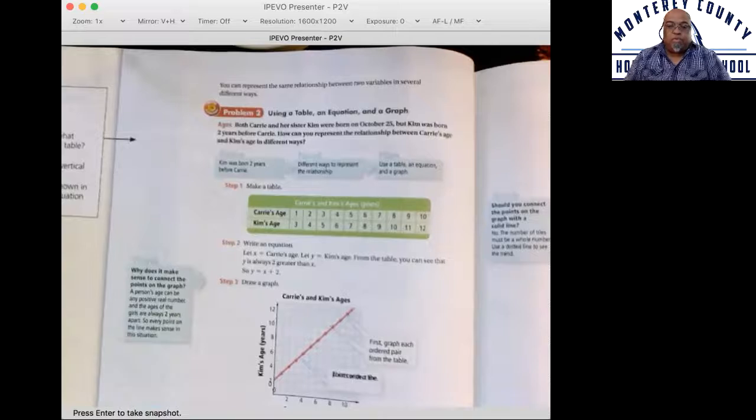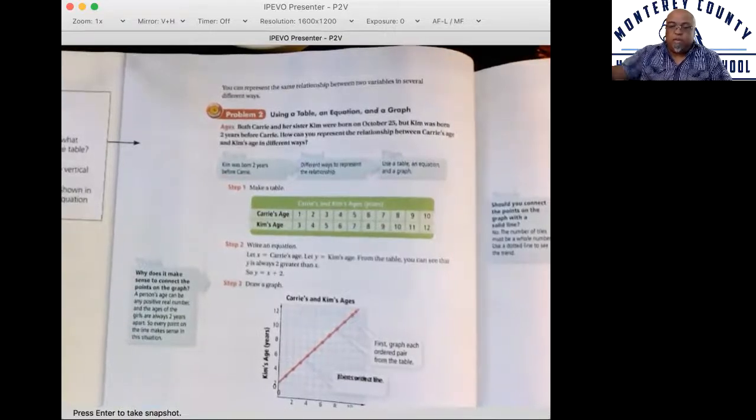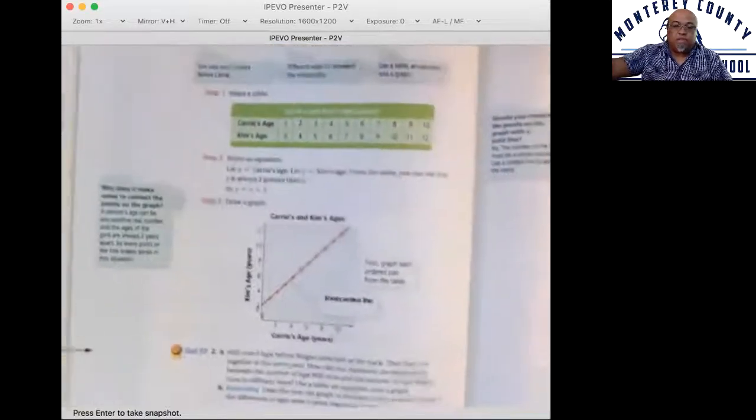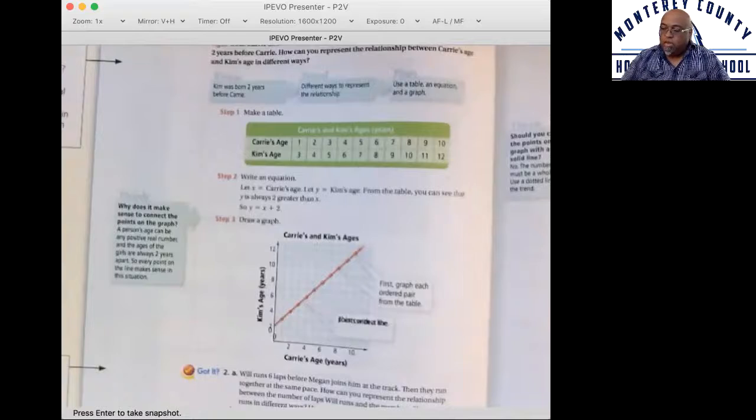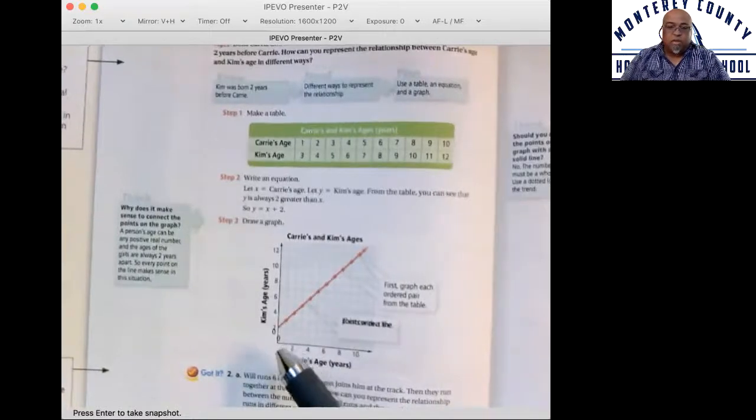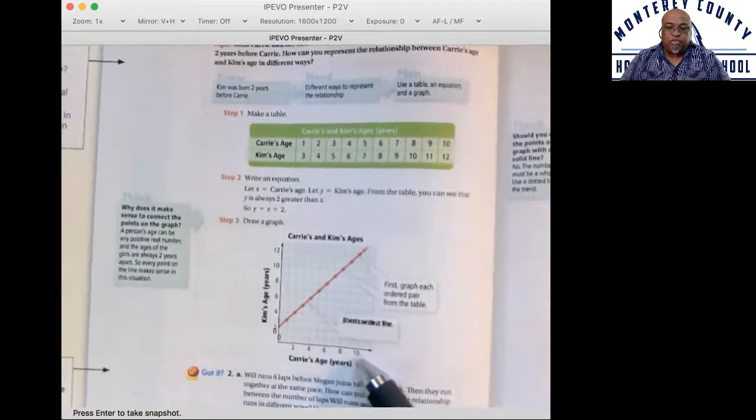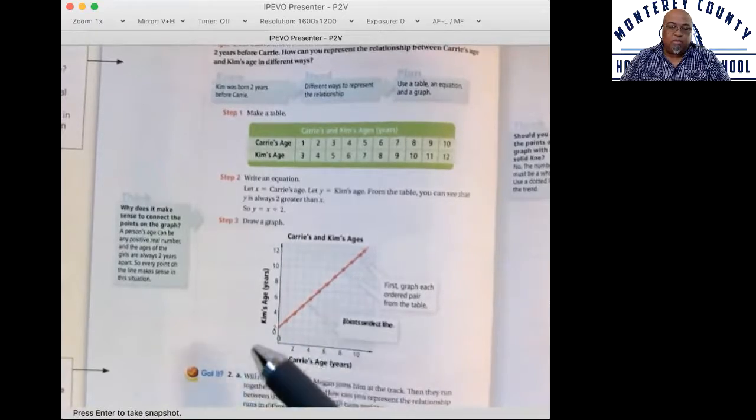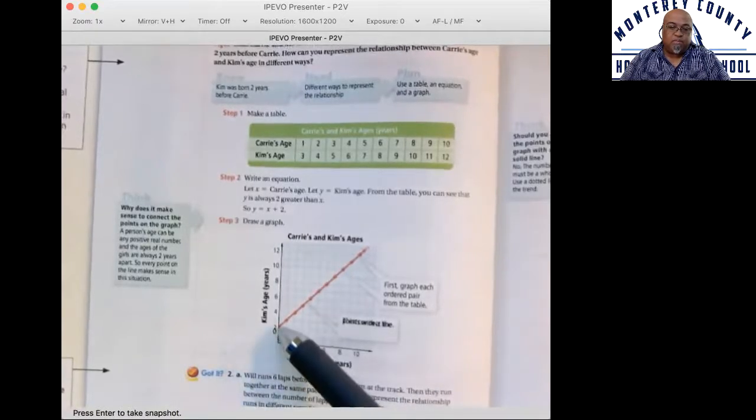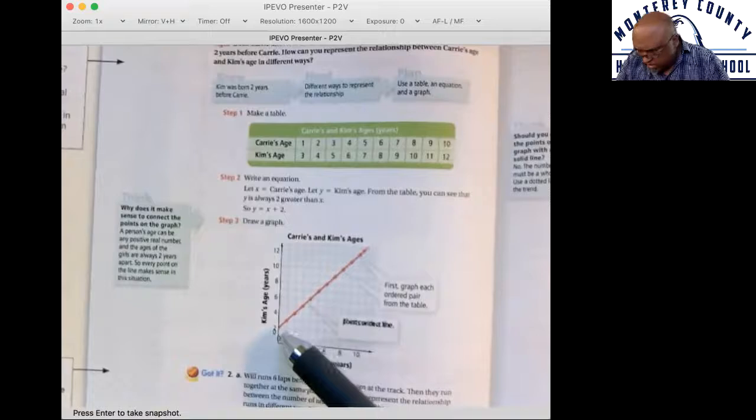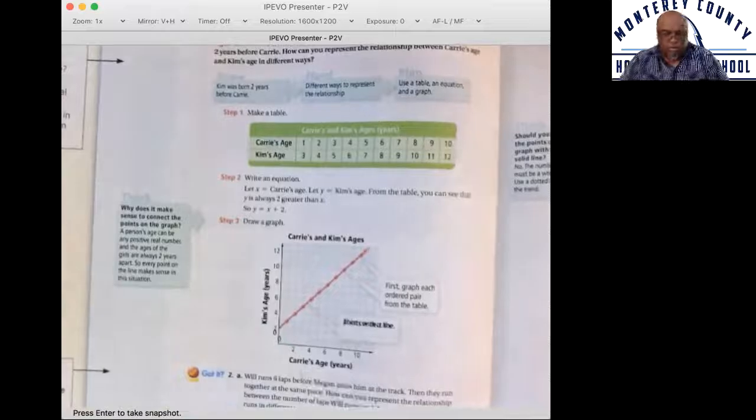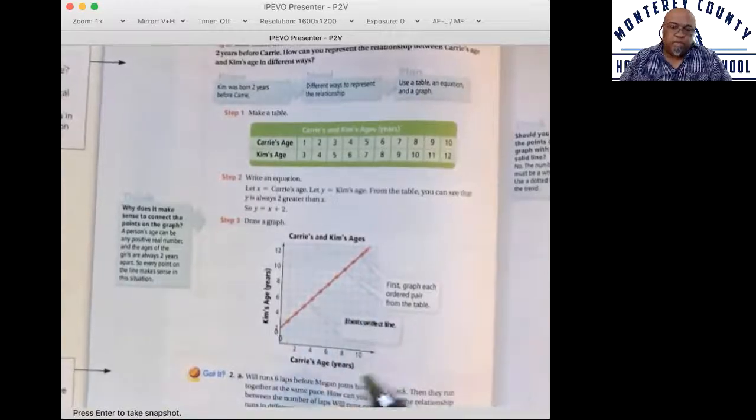Now, the third way of doing this is to draw a graph. Now again, like I said, a picture's worth 1,000 words. So take a look. Your X values, Carrie's age, 2, 4, 6, 8, 10 years old, and the Y value, Kim's age, 0, 2, 4, 6, 8, 10, 12. Looks like the 0 got messed up in my book. Hope it didn't on your book.